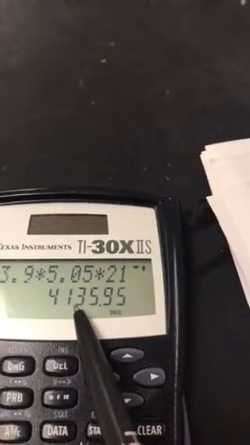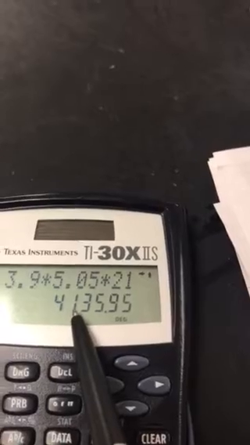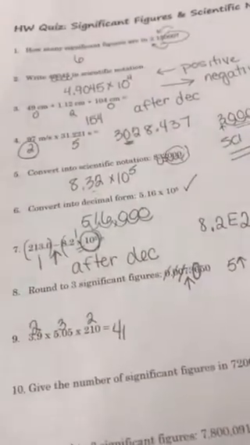So let's look at our second one, the 1. Do we want to keep it a 1 or do we want to round up to a 2? We'll look to the right, it's a 3, so it's less than 5. We'll keep it a 1. So we have 4, 1. There's our 2 significant figures.